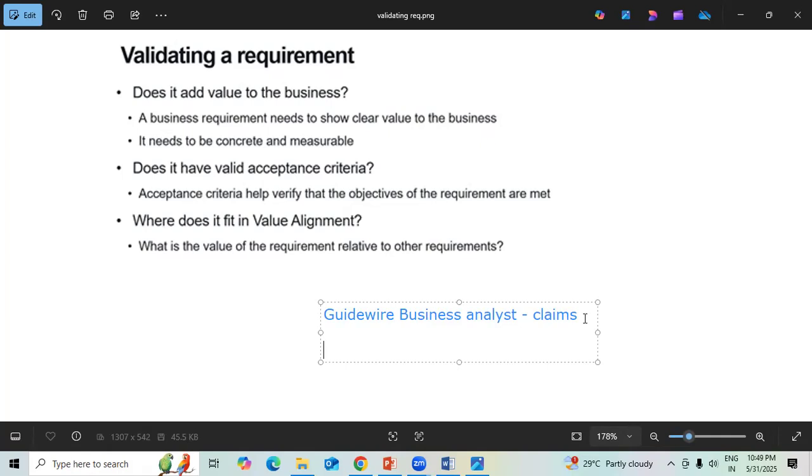So these are the major areas that we need to consider as a business analyst, especially on claims, when we want to validate any kind of requirement. These are the areas wherein we have to be focused more.